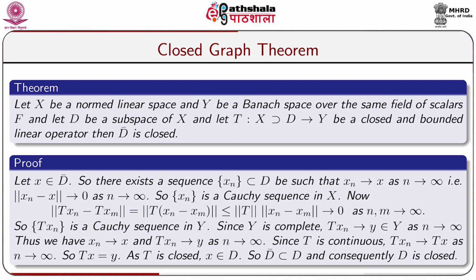Since capital Y is complete, Txn goes to y, which is an element of capital Y, as n tends to infinity. Thus we have xn goes to x and Txn goes to y as n tends to infinity. Since T is continuous, Txn goes to Tx as n tends to infinity. So Tx must be equal to y. As T is closed, x belongs to D. We have started with x belongs to D bar and we have obtained x belongs to capital D. So D bar is a subset of D and consequently D equals D bar, and hence capital D is closed.